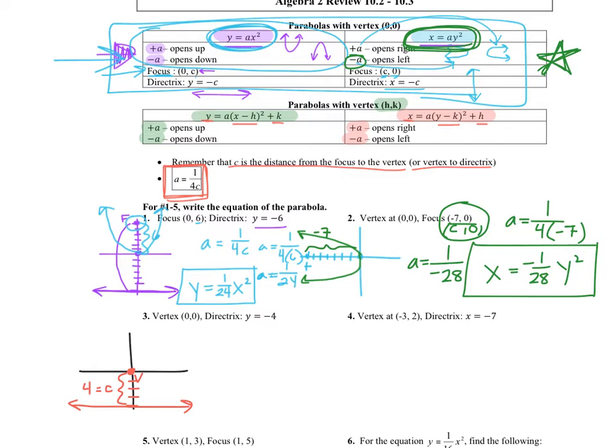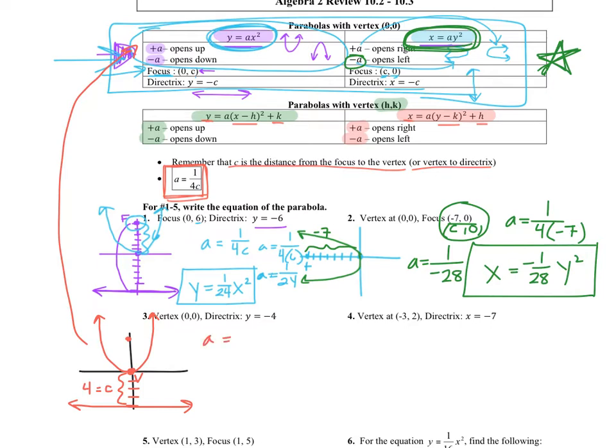So my focus, if you wanted to see it, would be 4 units up this way. That's fine. You don't really need that information, but if you want to see it, you cannot hit your directrix with your parabola. So my parabola would have to open this way. So what we're going to do with that is figure out which formula we're going to use then. So because we're opening up, we're using this one, y equals a x squared. And then we just need to figure out what a is.